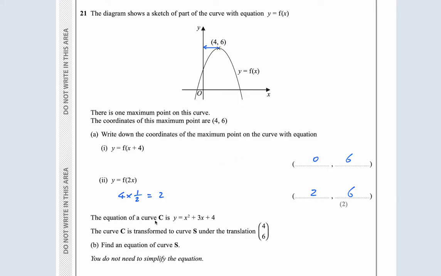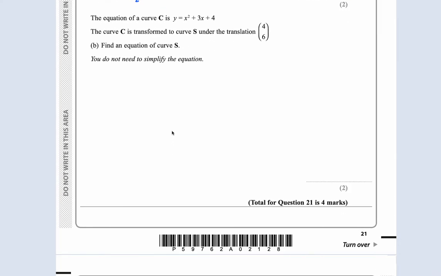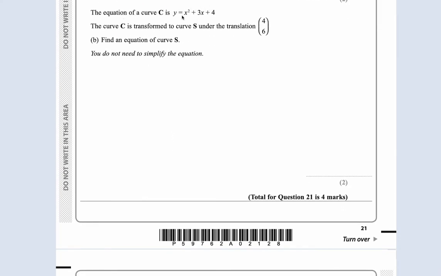Okay, the equation of a curve C is this. So this is a different curve. The curve C is transformed to curve S under the translation 4, 6. Find an equation of curve S. Okay, so I'm trying to figure out, is this anything to do with this? No, it isn't. Okay, so we have a curve y equals x squared plus 3x plus 4. And then this curve is transformed to S under this translation. You do not need to simplify the equation.